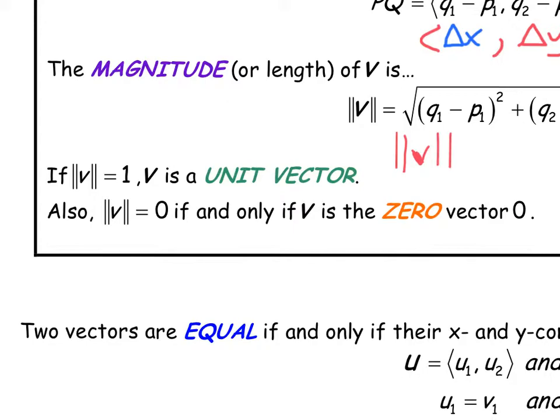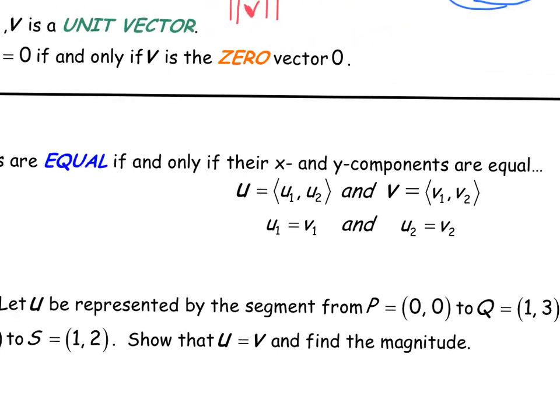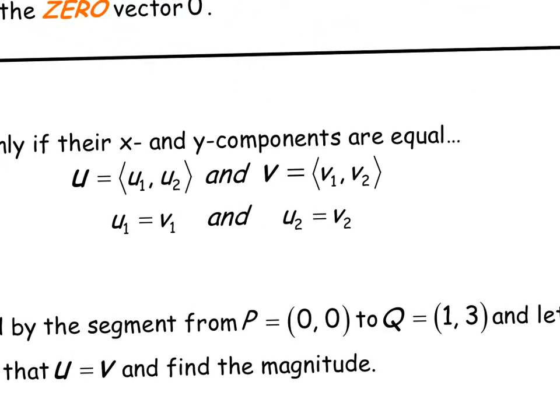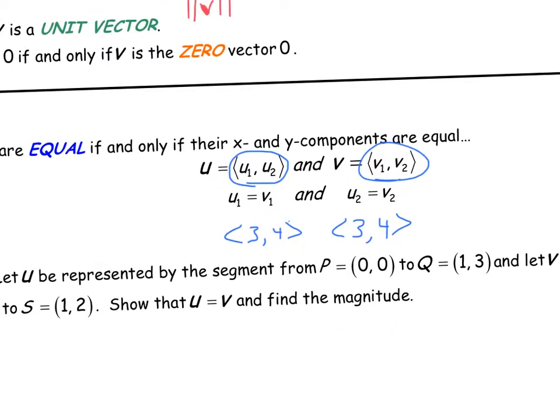Okay, we already talked about two vectors being equal, but the key thing about them being equal is that when you find the vector in component form, you get the same numbers. Like, this one gave me a 3, 4, and this one gave me a 3, 4. Oh, great, they're the same, because they had the exact same pieces. All right, so let's walk through this first example here.